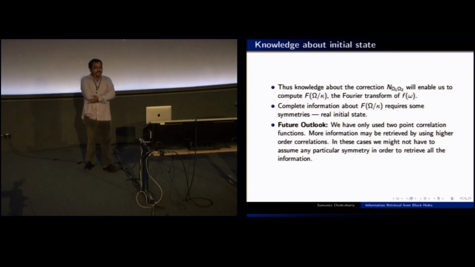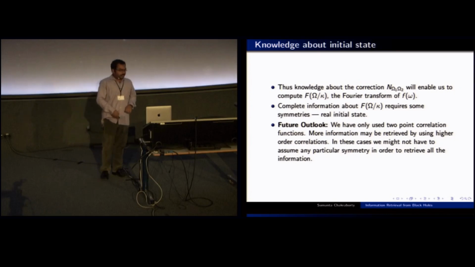And in these cases, we may not have to assume that the initial state has to be real or something in order to retrieve the information about f of omega. So this was about the black hole thing.